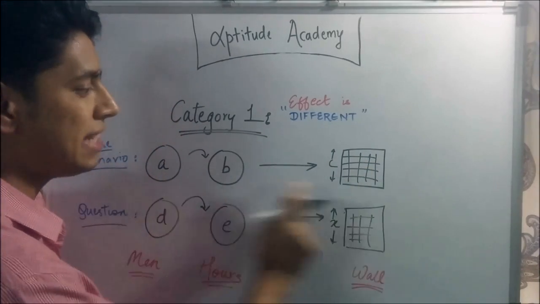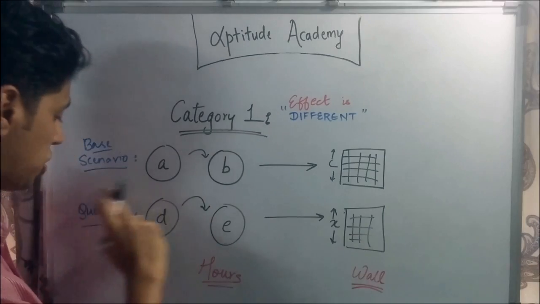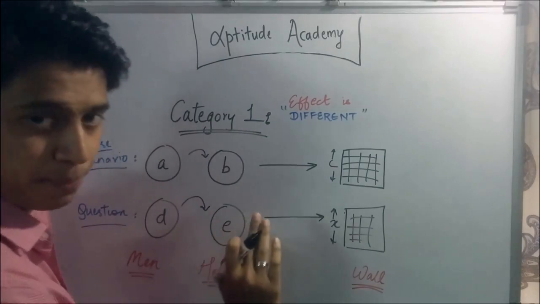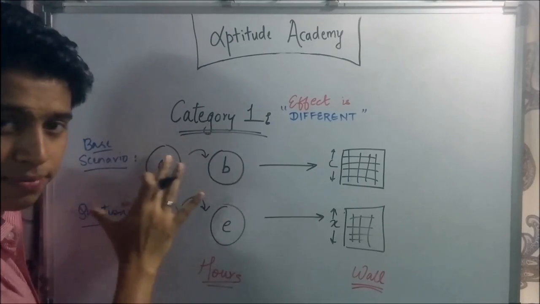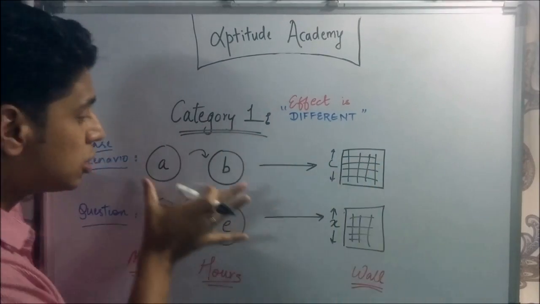Now this is always going to be the same in every sum. What follows is the question, and this question is going to be of category 1, where the effect is different. So what they're going to do is change your cause. This is your cause and this is your effect. So they're going to change your cause.